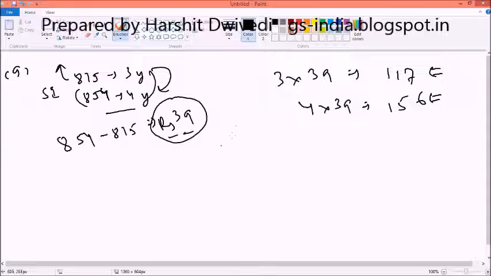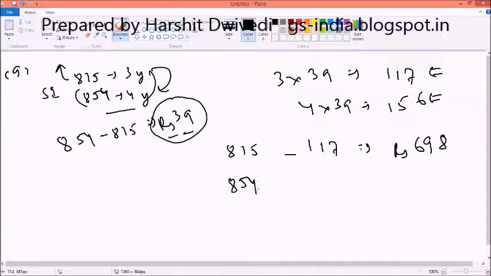Obviously this 815 amount is after 3 years, so if I subtract 117, that is, the interest of 3 years, from it, what do I get? I get 15 minus 8, and then here comes 9, here comes 6. 698 is the amount, and this 698 is my answer. Similarly, this 854 is the amount after 4 years of interest accumulation, and for 4 years the interest accumulation is 156. So I subtract 156 from it, and I will again get 698.